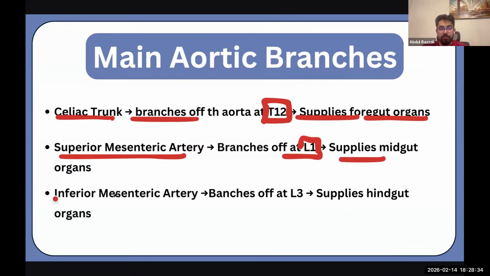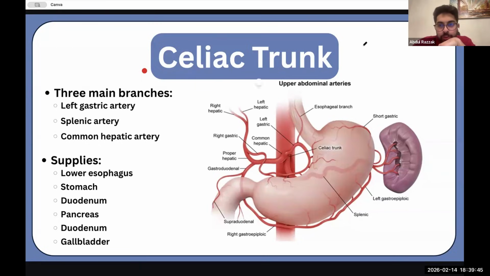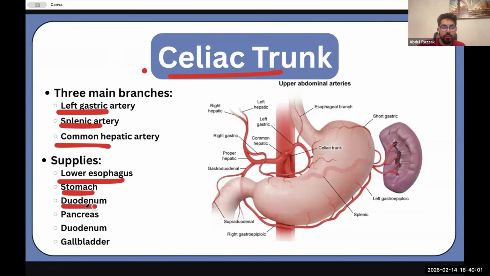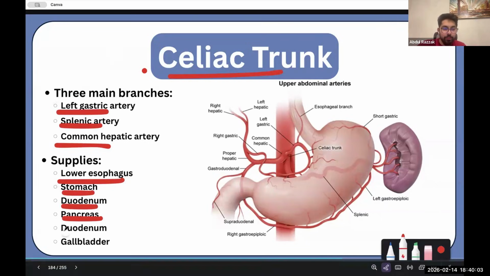The last one is the inferior mesenteric artery, and it branches off the L3 and supplies the hindgut organs, okay? Now let's continue with the celiac trunk. So the celiac trunk, like Samhar explained, has three main branches: left gastric artery, splenic artery, and common hepatic artery. Left-hand side, if you wish, okay? And it supplies the lower esophagus, stomach, duodenum, pancreas, duodenum again, because I don't know why, and gallbladder.